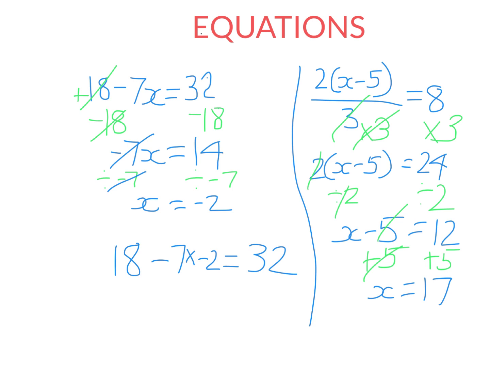That is the solution because 17 minus 5 is 12. 2 times 12 is 24. 24 divided by 3 is 8. If I substitute x for 17 into the original equation, I get a true statement. All right, let's now look at equations where the pronumeral is on both sides.